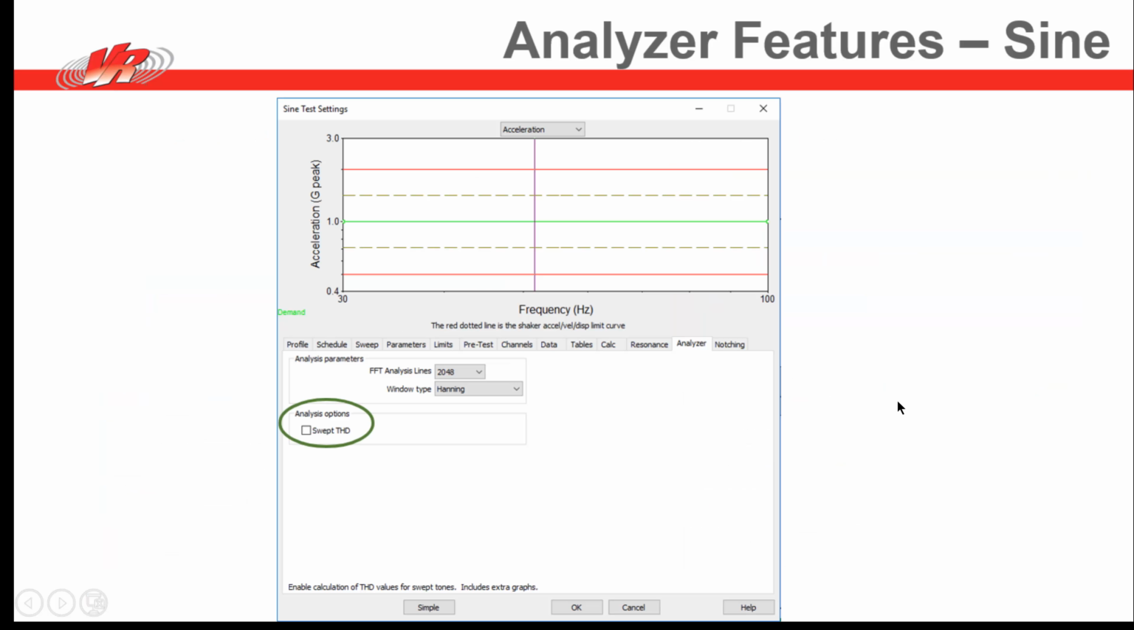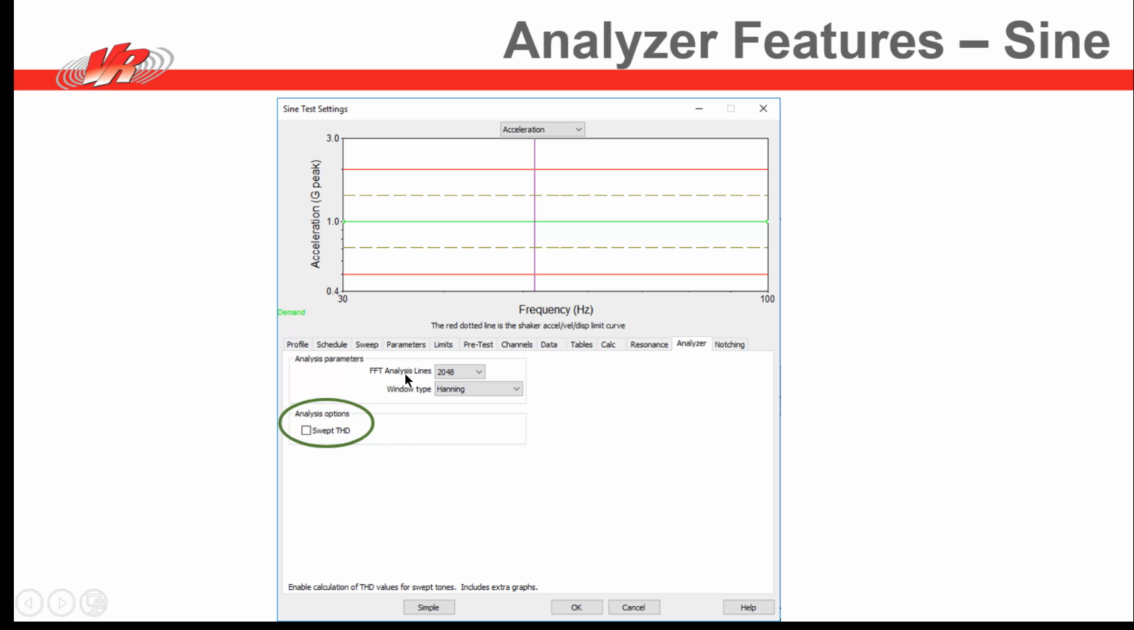And if we take a look at that, there would be the swept THD that needs to be clicked. And I just want to make sure to emphasize that when you have the analyzer feature, this swept THD is not turned on by default. You have to manually turn that on. If you don't, you will not be able to access the THD plots. So it's very important that you turn this on when you run a test.